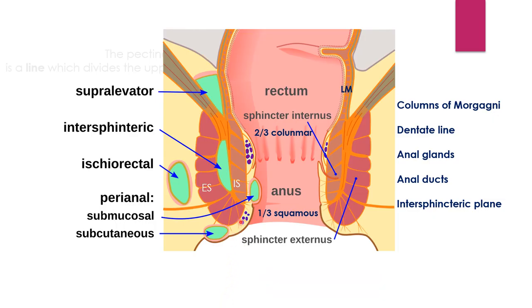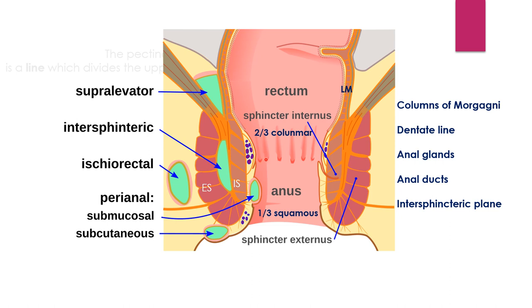This slide shows the anatomy of the anal canal. The anal canal, which is the continuation of the rectum, measures around 5 to 6 centimeters in length. The upper two-thirds are lined by columnar epithelium and on examination look red in color. The distal one-third is lined by squamous epithelium and appears pale in color. The junction between the upper two-thirds and lower one-third is known as the dentate line.